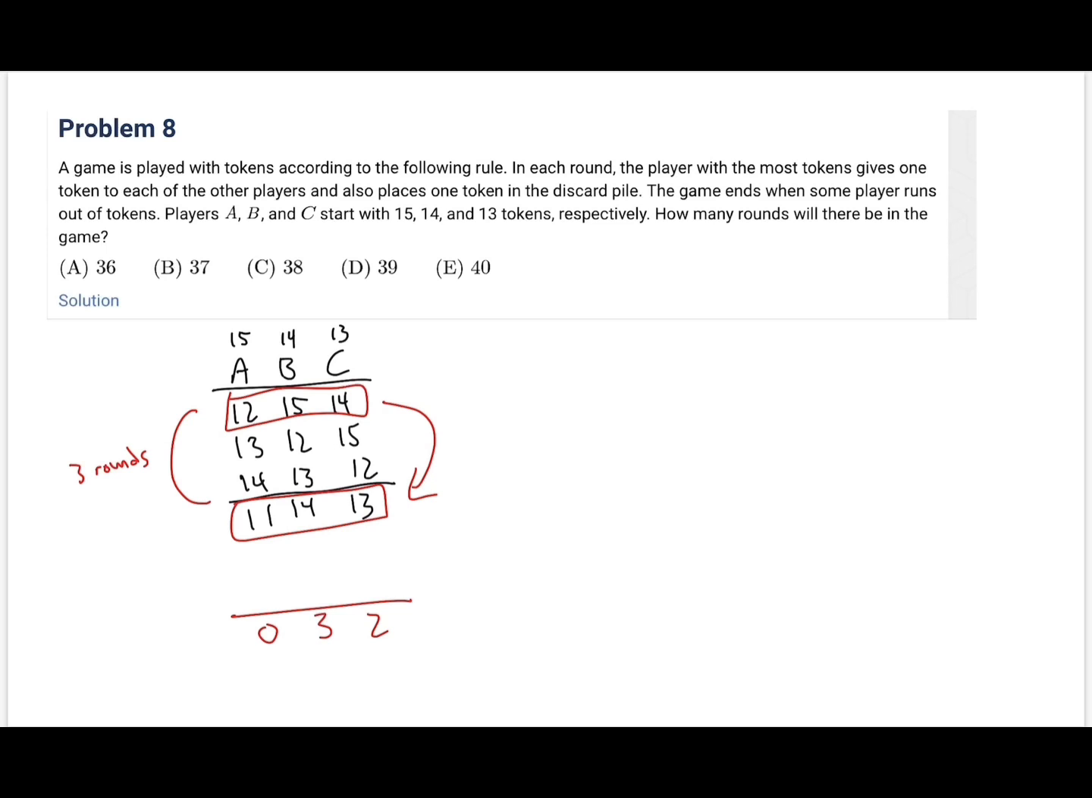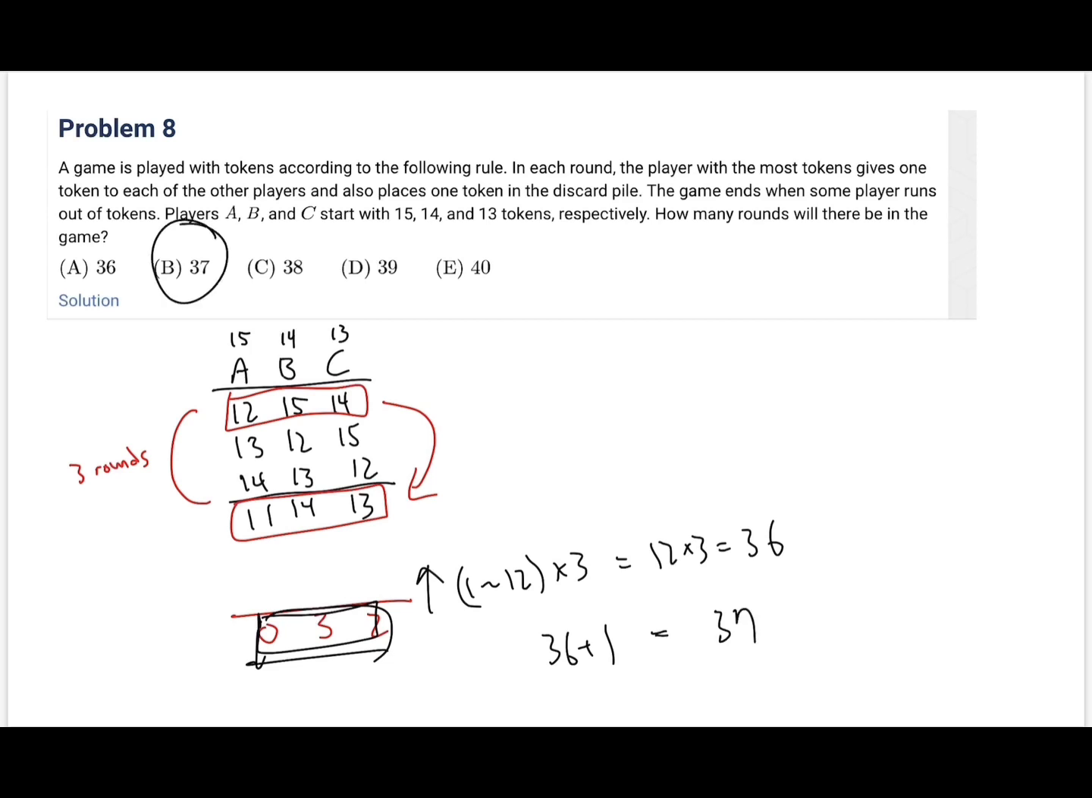So the only way that it will stop is if it reaches 0 and 3 and 2, and so until above this would be 12 times 3, right? Equals 36. But then we have this one more, so 36 plus 1, because we have this one more round, equals 37. So the answer is 37, it's B.